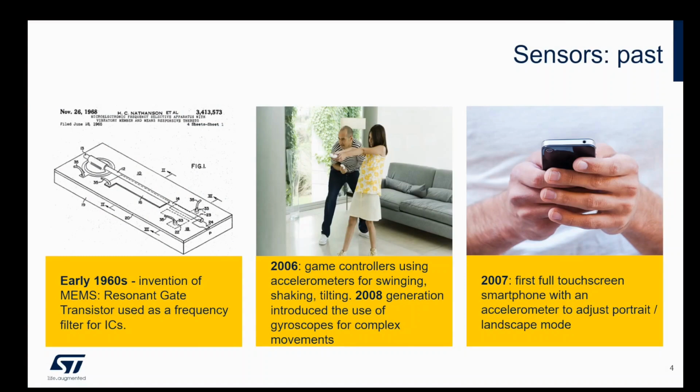So MEMS sensors, they've been around for a while. The very first patent on MEMS devices was filed in early 1960s. And this was an invention of resonant gate transistor, which was used as a frequency filter for ICs at that time. But you started to see these devices in real products in early 2000s.